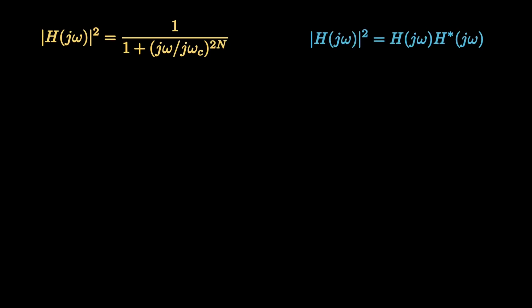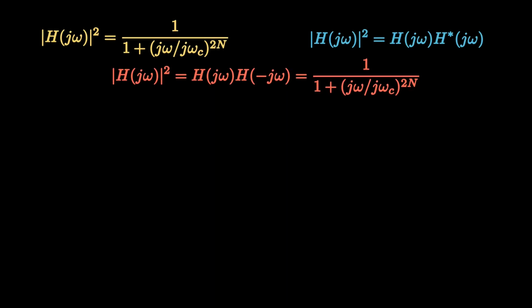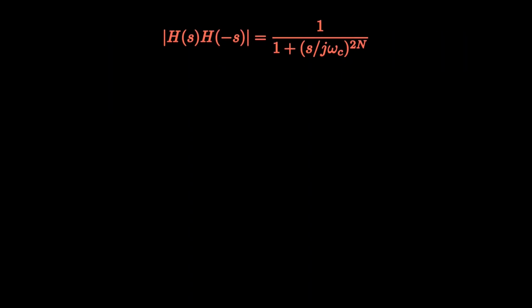We start from the square of the frequency response, then we rewrite this as a multiplication of H and H conjugate. If we restrict the impulse response of the filter to be real, then from the conjugate symmetry of the Fourier transform, the conjugate of H is equal to the frequency response evaluated at negative omega. Therefore, the previous equation becomes a multiplication of H at positive omega with H at negative omega. To switch to Laplace transform, we change j omega to s.